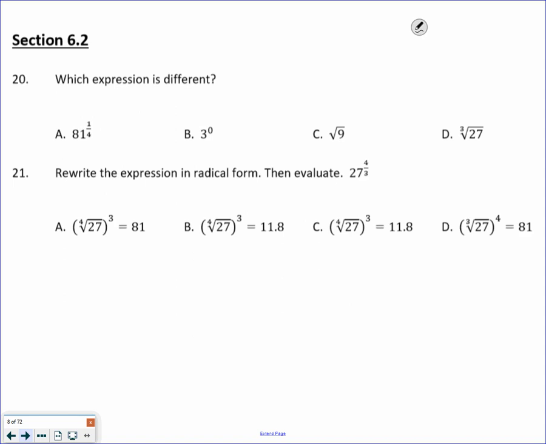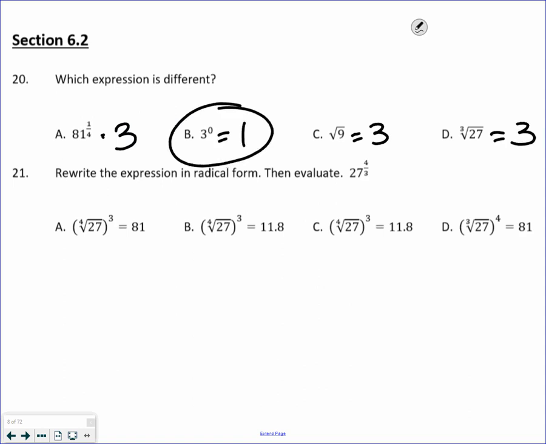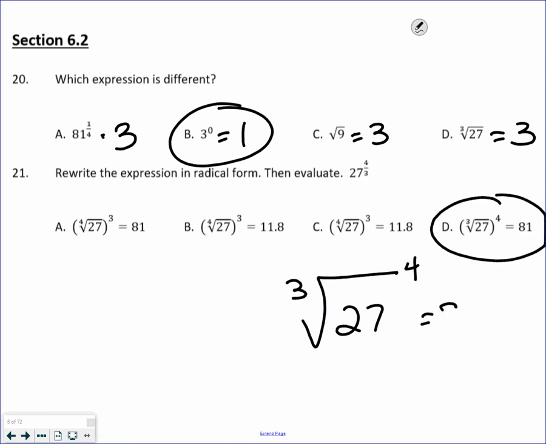Section 6.2, which expression is different, meaning which one is not the same answer. So if I put this into my calculator, 81 to the 1/4 power, I get 3. Also 3, also 3, but anything to the 0 power is 1. Rewrite the expression now. The number on the bottom is the root. The number on the top is the exponent. And so I'm looking for the cube root of 27 raised to the 4th power, which is 81.